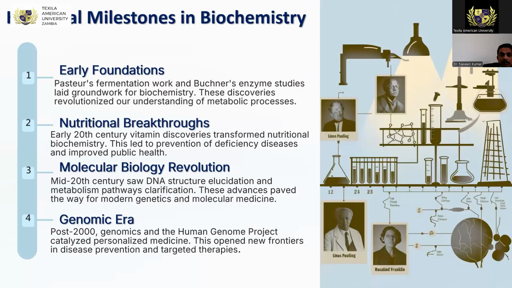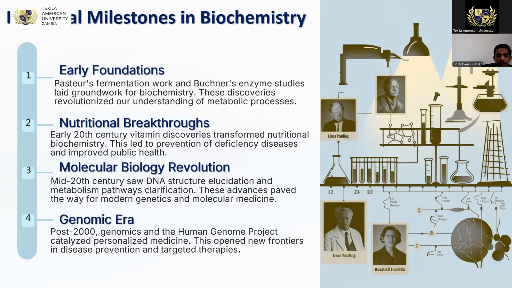If you see the historical milestones in biochemistry, the early foundations mostly focused on enzymatic discoveries like fermentation by Pasteur and Buchner. Next, in the early 20th century, they mostly focused on vitamin discoveries like B complex and C, and those deficiency disorders and diseases. A major breakthrough happened in the middle of the 20th century, after the elucidation of the DNA double helical structure by Watson and Crick, and the explanation of the central dogma of life by Crick. It changed the entire biochemistry scenario, and probably medicine also, right?